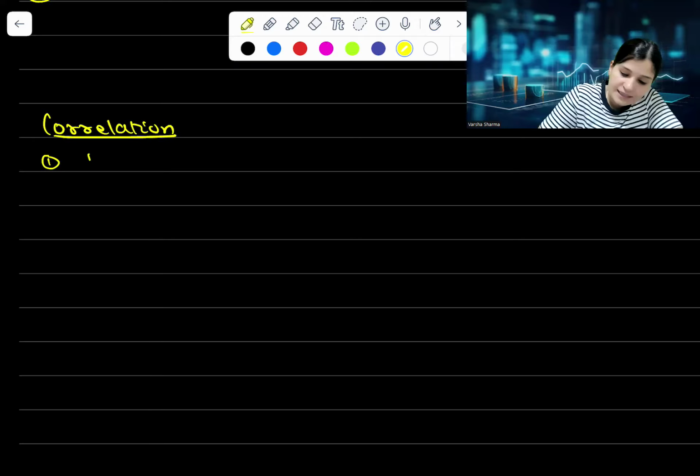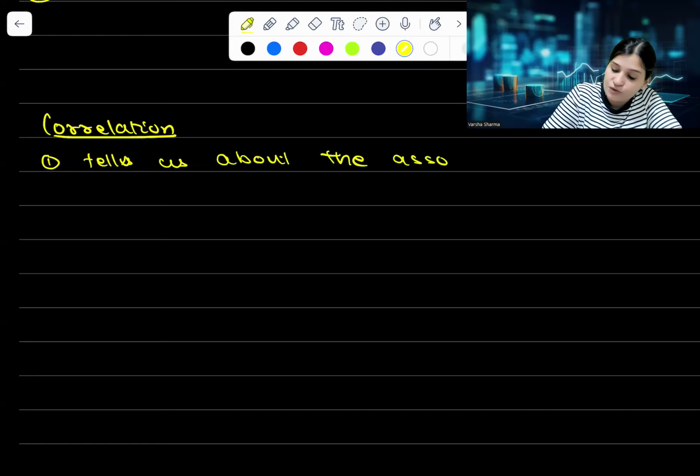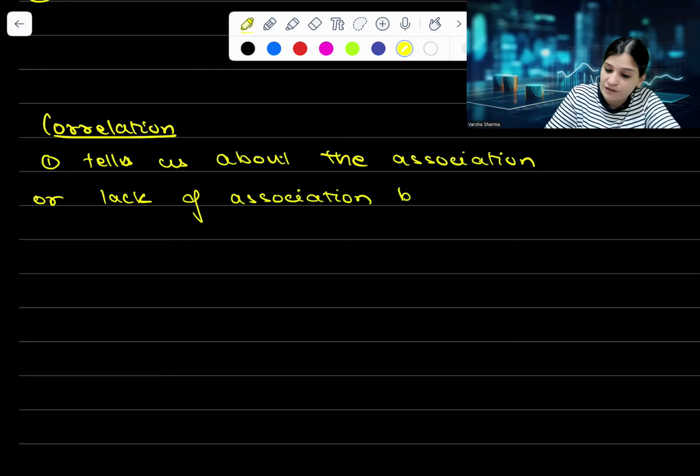So the first point tells us about the association or lack of association between the two variables.